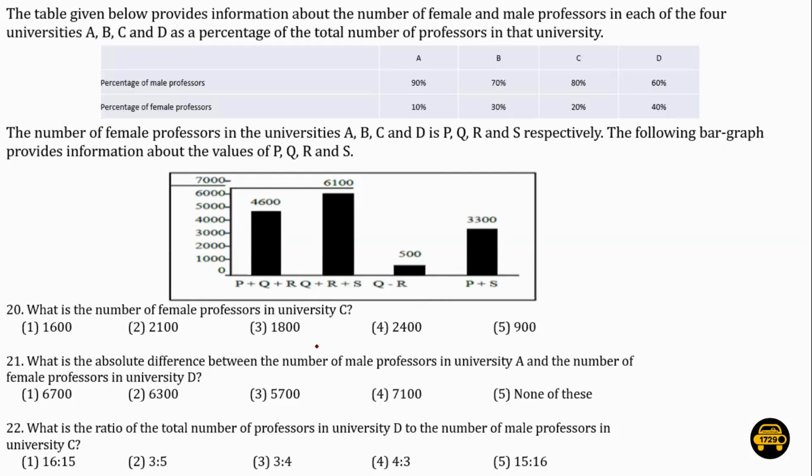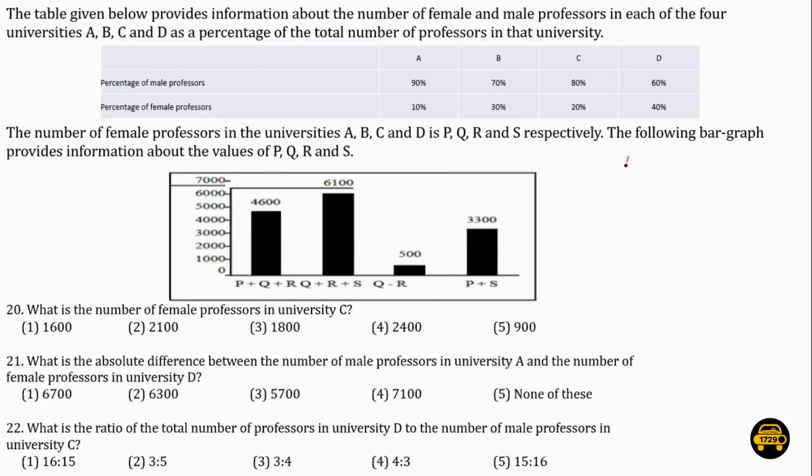All right, so let's have a look at this set. This is a very simple one, but the last two questions of this set are quite good. So let's read out the information first. We are given information about the number of male and female professors in each of the 4 universities, A, B, C, and D, as a percentage of the total number of professors in that university.